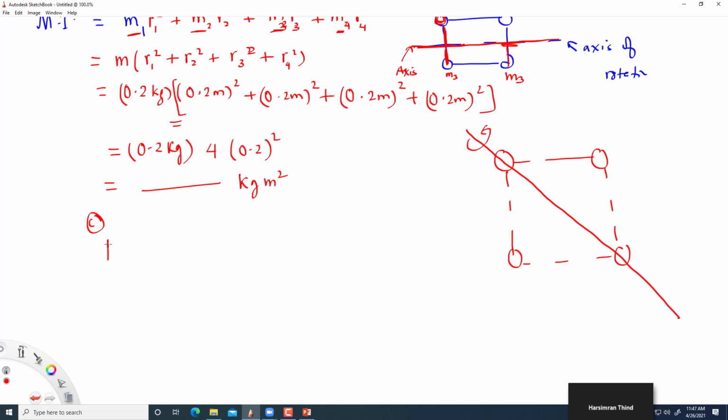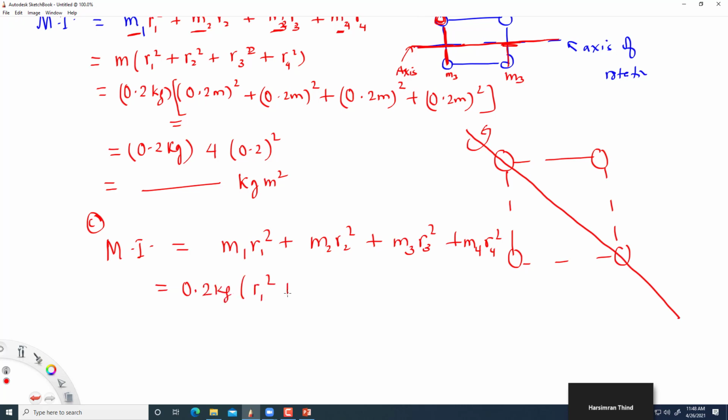So mi is mass 1 r1 squared, mass 2 r2 squared, mass 3 r3 squared, mass 4 r4 squared. All the masses are the same again, so let's just pull it out: 0.2 kilogram times r1 squared plus r2 squared plus r3 squared plus r4 squared. R1, this is 1. So what's the distance between this mass and the axis of rotation? The perpendicular distance between this mass and this axis of rotation. What's the distance?